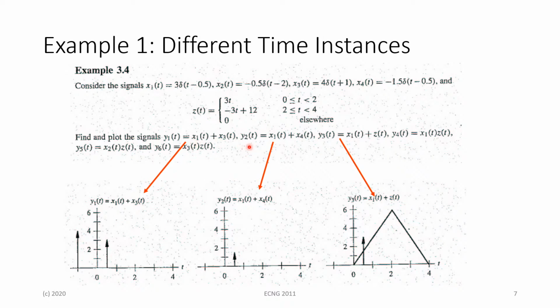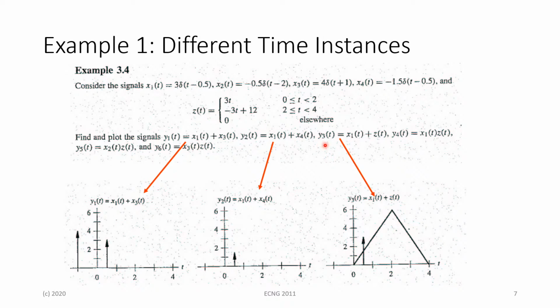Similarly, for our y2 of t signal here, our x1 and x4 of t, on the other hand, both occur at t equal to 0.5 seconds. Because if we see here, this one is at t minus 0.5, and this one here is also at t minus 0.5. In the instance where 2 impulses occur at the same time instance, in this case t equals 0.5 seconds, we basically just take the resultant of the magnitudes. So in this case, this was 3 here, and this was negative 1.5. So the end result will be 3 minus 1.5, giving us a resultant of 1.5.